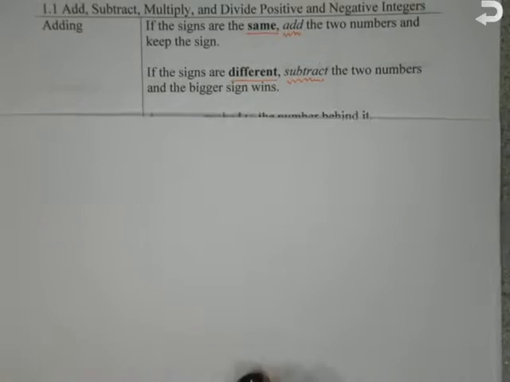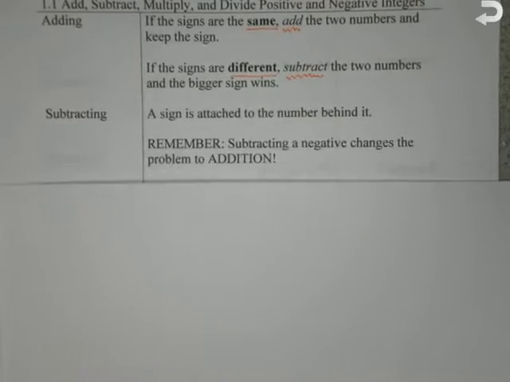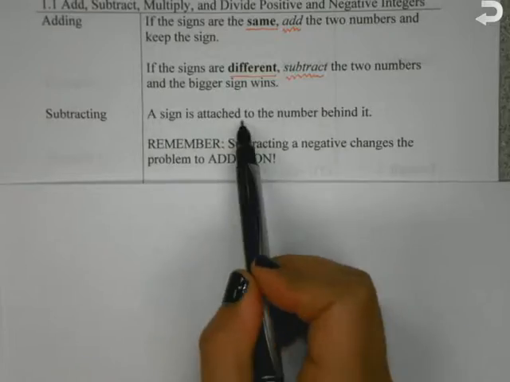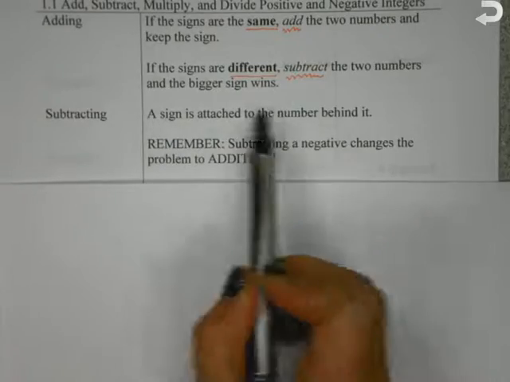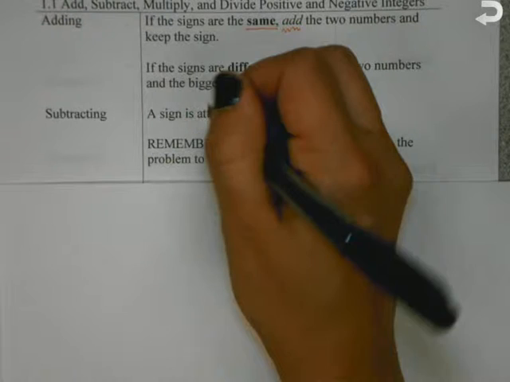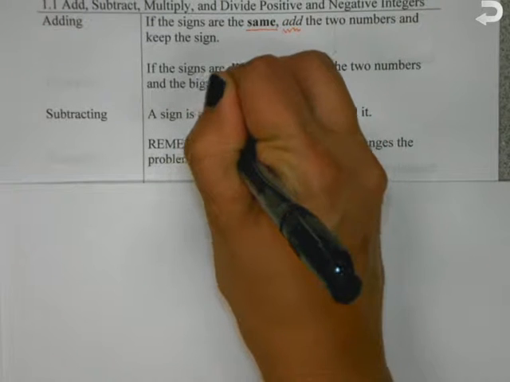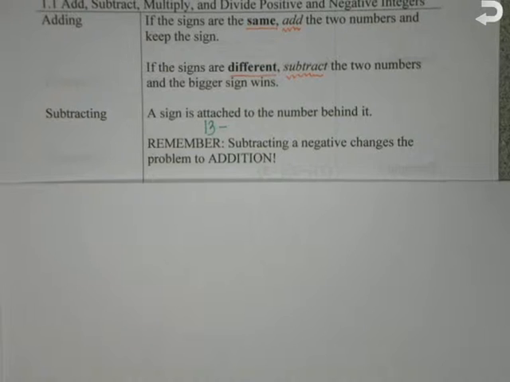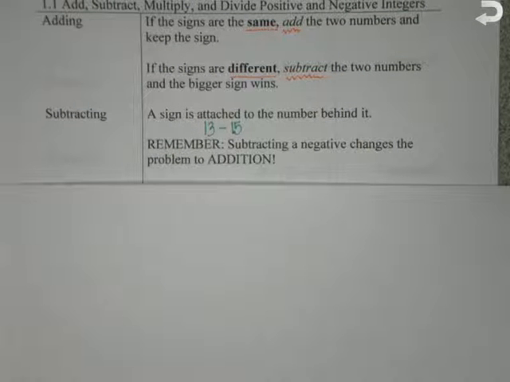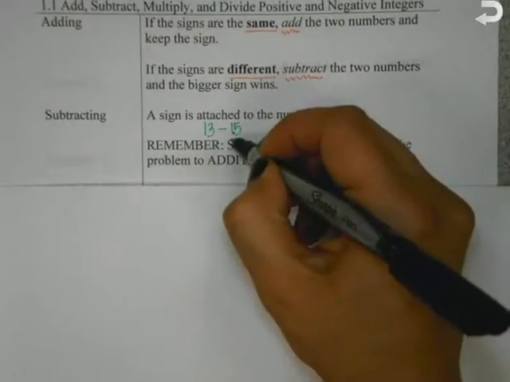Okay, subtracting, we have a rule for subtracting as well. Something that helps me remember things is for subtraction, the sign is attached to the number behind it. I'll tell you what I mean in a second. So if I have something like 13 minus 15, if I tell you that the sign is attached to the number behind it, when I look at 15, is that 15 positive or is it negative?